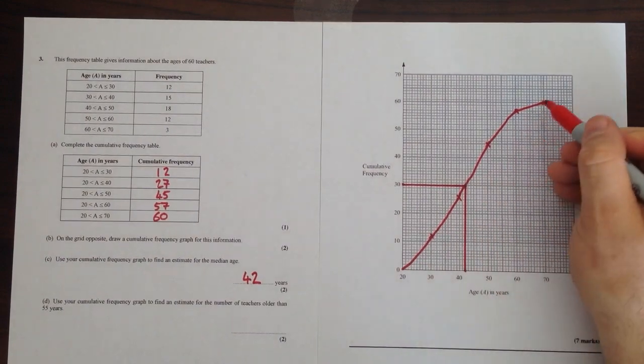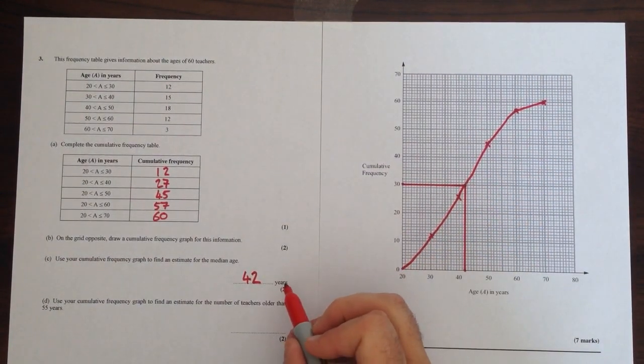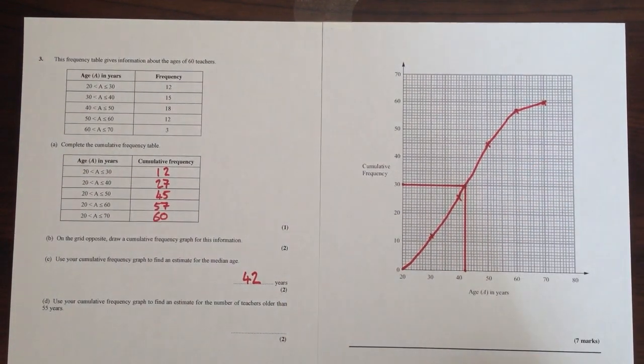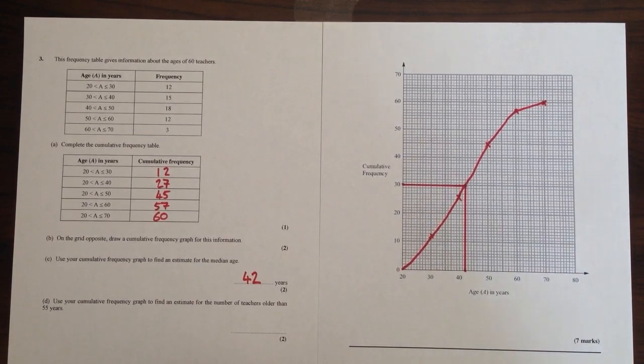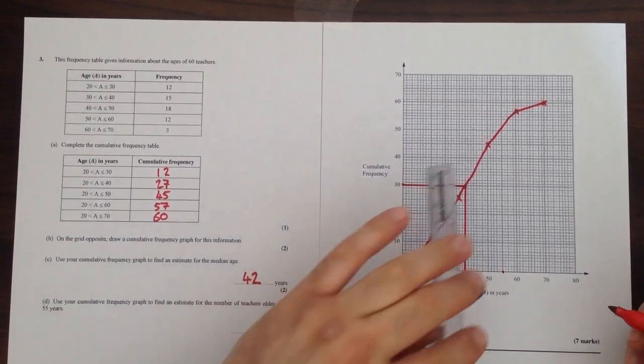You do have to be careful, and you should have drawn this in pencil and it would be a little bit more accurate than mine. You would probably have about maybe a year either way leeway, but try and be as accurately drawn as you can. Now part D, use your cumulative frequency graph to find an estimate for the number of teachers older than 55. So find the age 55, which is down there.